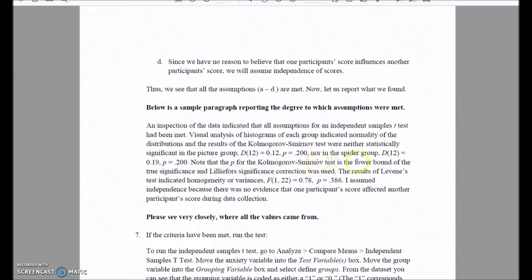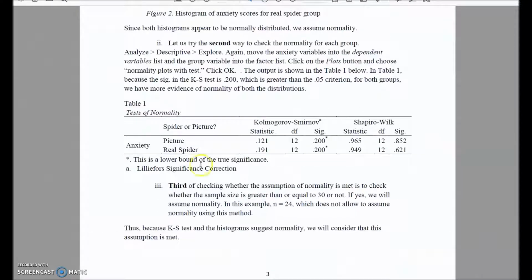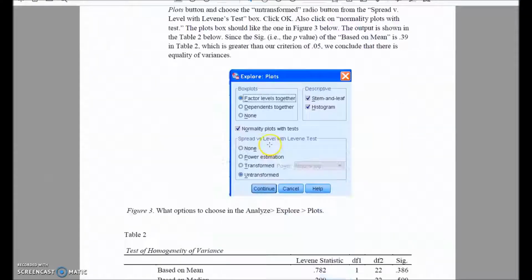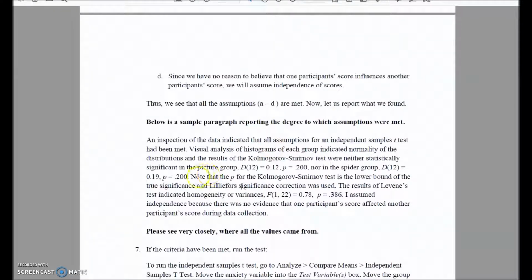Note that the p for the KS test is the lower bound of the true significance. What does that mean? Let me go back and show you: p is the lower bound of the true significance, and this is the correction that they have done. You need not know what type of correction it is or what it includes, but this is the way APA reports this data. Note that p was the lower bound and Lilliefors significance correction was used.